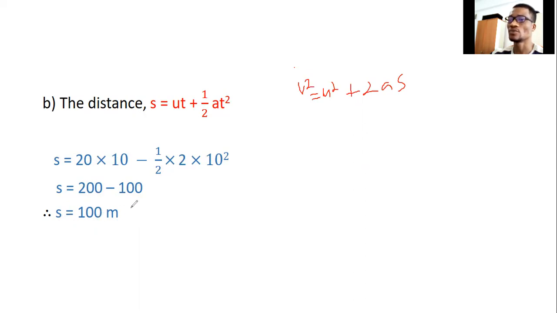So this is very simple to do. I hope this explanation will help you in your calculation of linear motion.